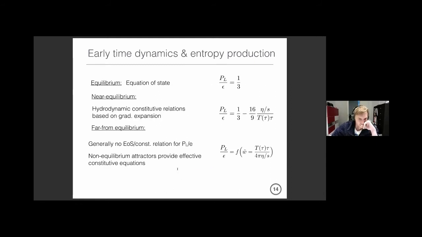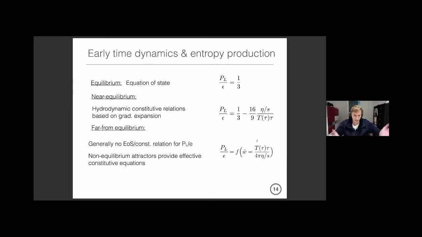Now, this brings me to why these insights are useful. What do we know about these kinds of relations? Well, of course, in equilibrium, there would be an equation of state, right? Near equilibrium, one could do a hydrodynamic gradient expansion. This is written here for a conformal system. So pressure over energy would be a third in equilibrium. To first order in gradients, there would be a viscous correction. Now, in principle, for a far from equilibrium system, there is no analogous relation to that.